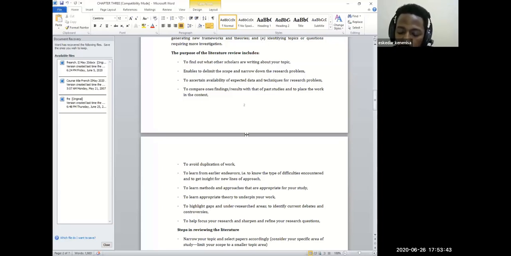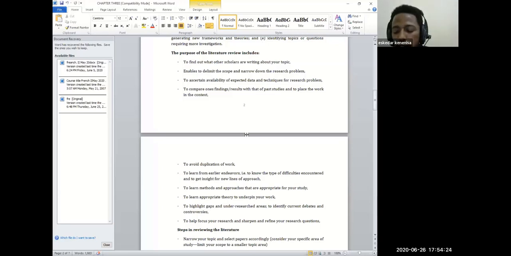Another purpose is to compare one's findings or results with the previous studies. We have to compare the results or the findings of previous works with your work. The comparison is not limited to previous researchers. You also have to compare your results or findings with the previously available materials. Therefore, it helps you to compare your findings.